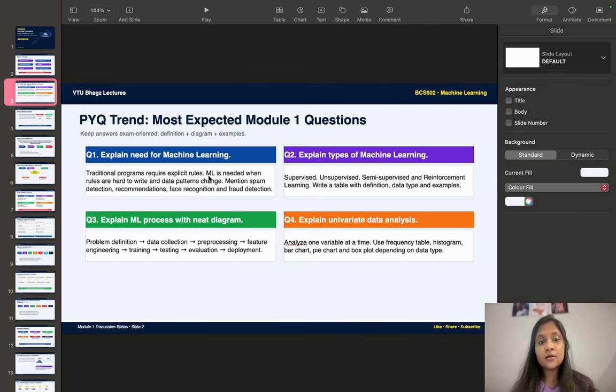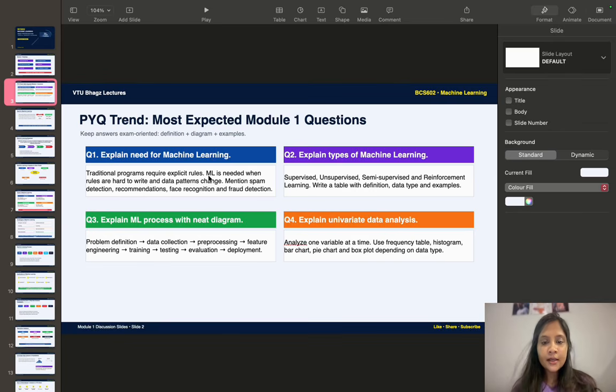I repeat, if it is asked for 10 marks, start with explaining traditional programming, then explain why it is not enough, and then explain how ML solves the problem. And finally, give the real-time examples.